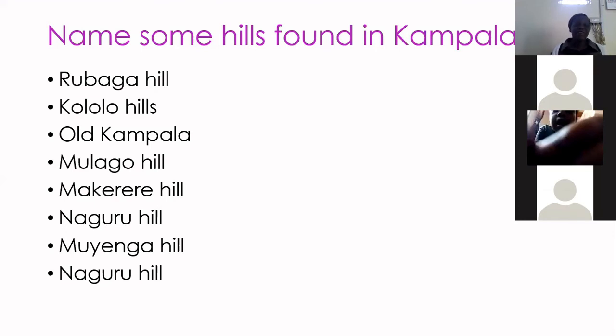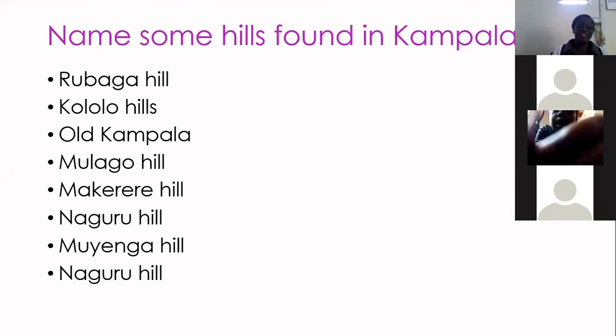Okay, let's continue. I hope everyone is very attentive. We are going to the next one, which is Makerere Hill. In Makerere Hill, we find the Makerere University. That is the biggest university so far we have in Uganda. Then we continue, we look at Naguru Hill. We have that hospital called Naguru Hospital, it's also found on the hill. Then we look at Myenga Hill. In Myenga Hill, we find what we call water tanks. That is the feature which is found in Myenga Hill.